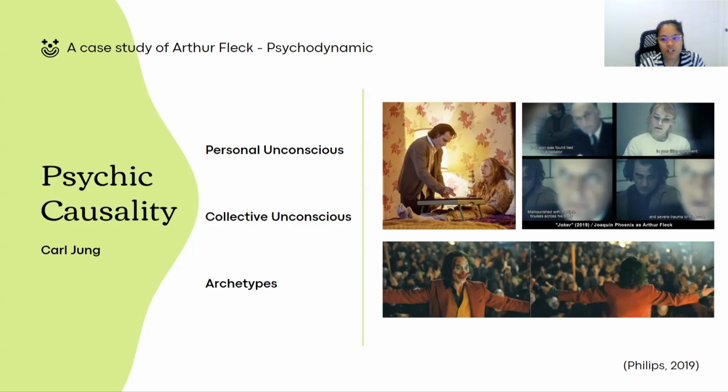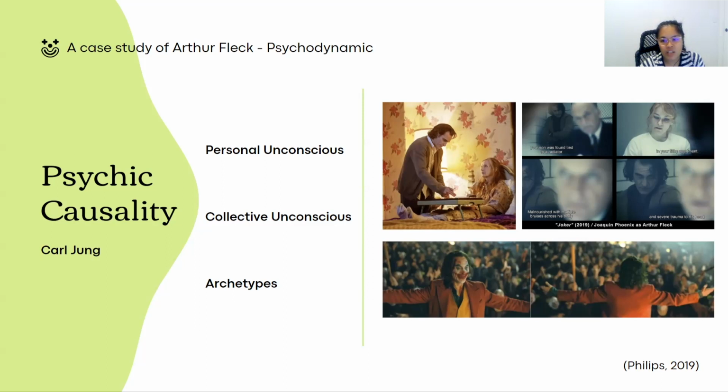We see primordial archetypes in Arthur's life, such as the terrible mother archetype in the form of Penny Fleck, the sociopathic trickster archetype in the form of the Joker, the persona archetype in the form of Arthur, the son, the clown, the employee, and so on. And finally, the shadow archetype, which is the darker side of the human being, embodies all suppressed characteristics.